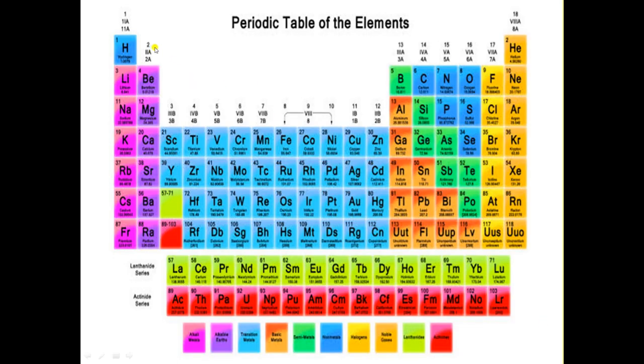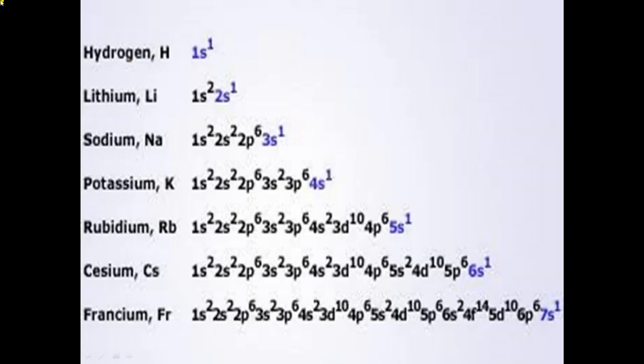All these elements are present in first group, and the last electron enters in the s orbital. That is why group 1 comes in s block. As they have same number of electrons in the last orbital, these elements have similar properties. So elements which are present in the same group will have similar properties because the same number of electrons are present in the last orbital.